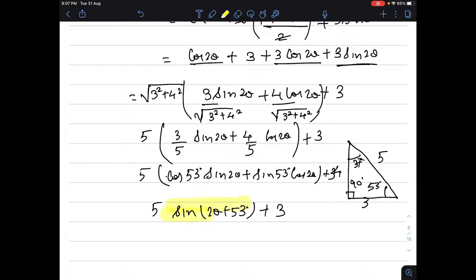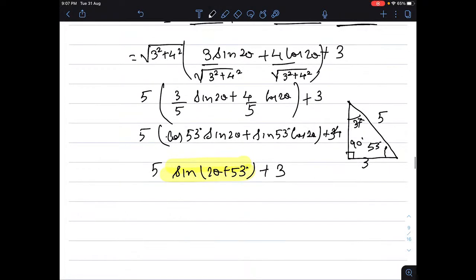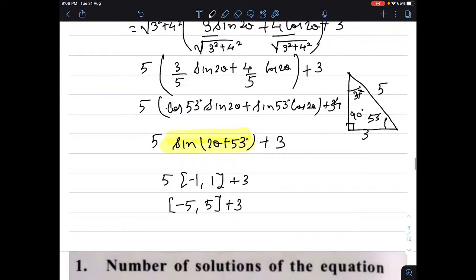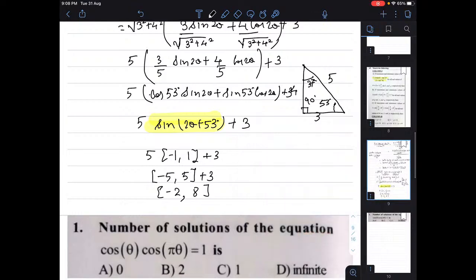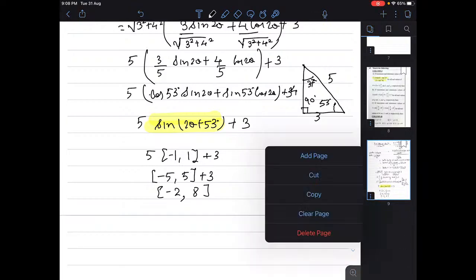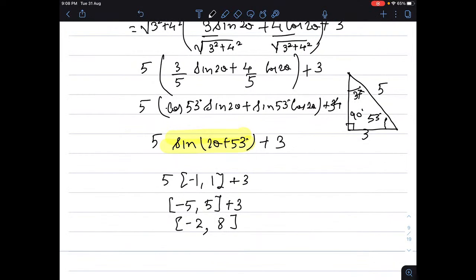The minimum and maximum value of this is plus 1 and minus 1. So 5 multiplied by minus 1 to plus 1 plus 3 will be the final answer. That is minus 5 to plus 5 plus 3 will be the maximum and minimum value. That means what? Minus 2 to 8. And that are the values of lambda and mu they gave. The value of lambda and mu were the same thing. So lambda will be becoming minus 2 and mu will be becoming 8 over here.